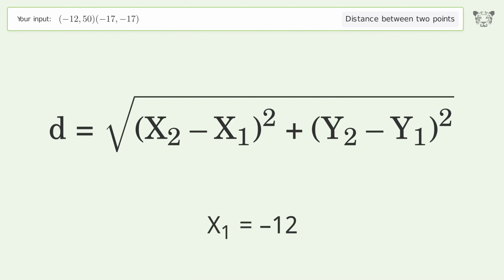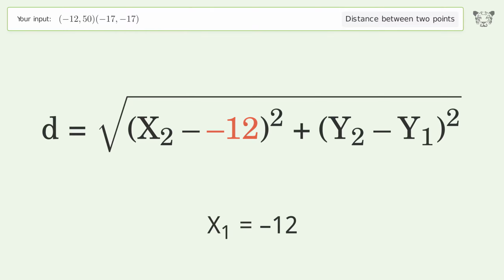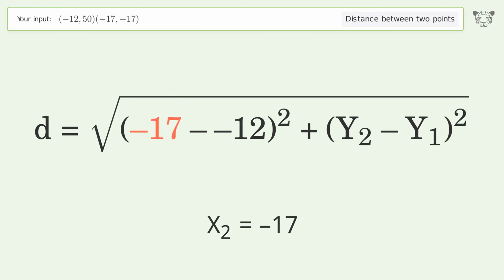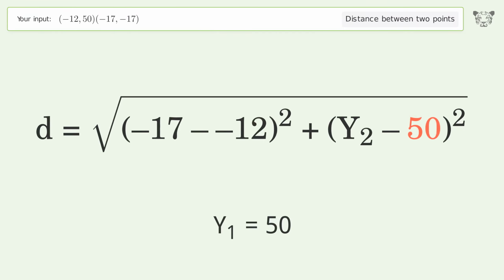x1 equals -12. x2 equals -17. y1 equals 50. y2 equals -17.